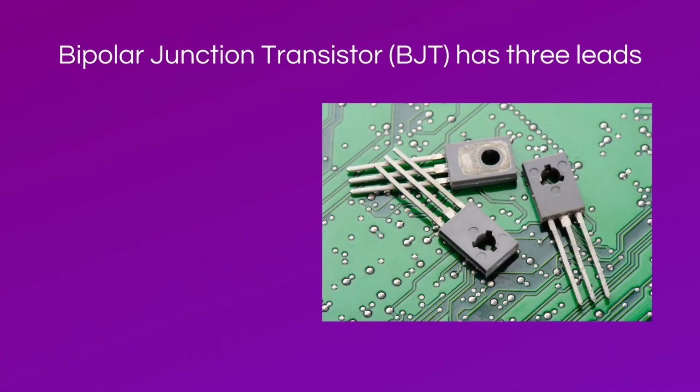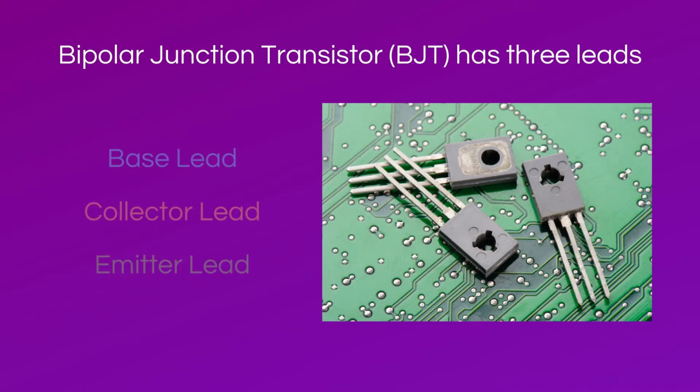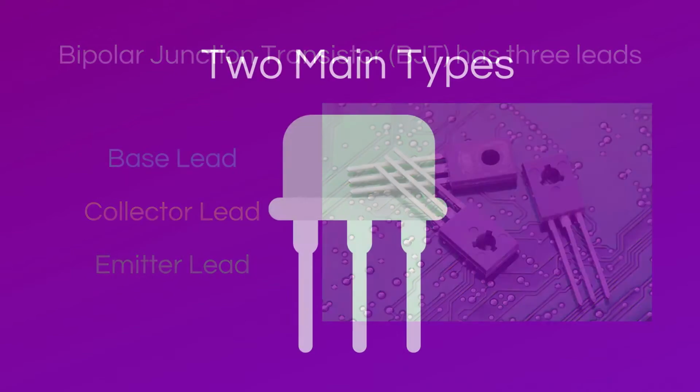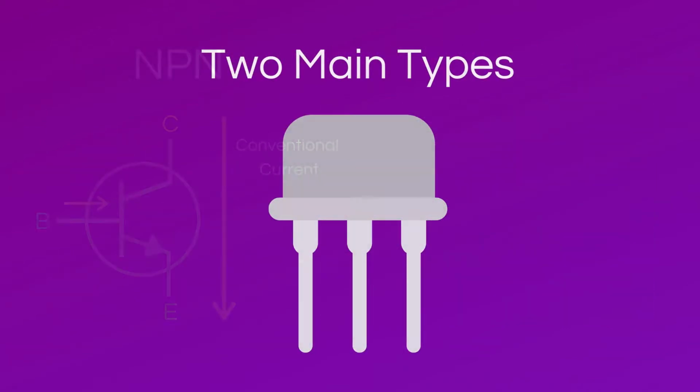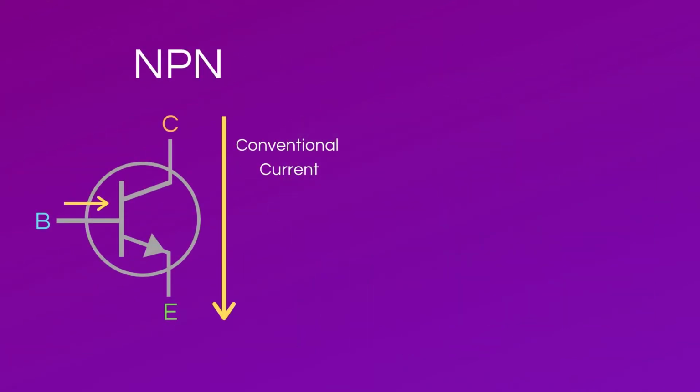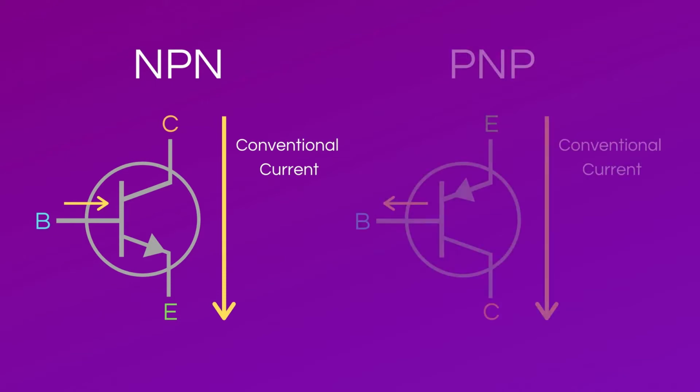Bipolar junction transistors, or BJTs, are transistors that have three leads: a base lead, a collector lead, and an emitter lead. They come in two main types. There is the NPN type, where conventional current flows from the collector to emitter, and conventional current flows into the base to turn it on, and the PNP type, where conventional current flows from emitter to collector and conventional current flows out of the base to turn it on.